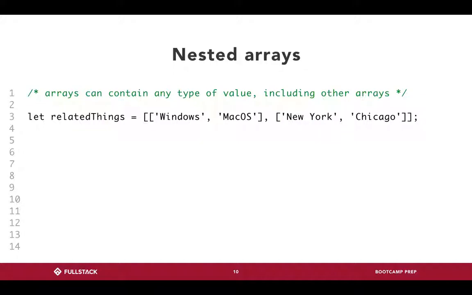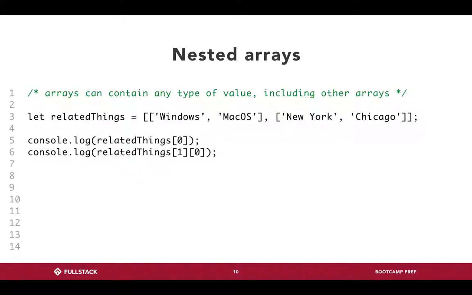Yeah, so we'd have related things, bracket 1, and that's how you kind of think about it, one step at a time. So related things 0 gives us the array with Windows and Mac OS. Related things 1 gives us the New York and Chicago array, and the 0 will get us New York. Thank you. The length of related things is what? 2, yeah, we only have 2 top level things in that big array. There's only 1 comma that's out at the top level. Sometimes that's a little confusing. People think there are 4 things in here. But no, the top level array is an array that holds 2 more arrays.